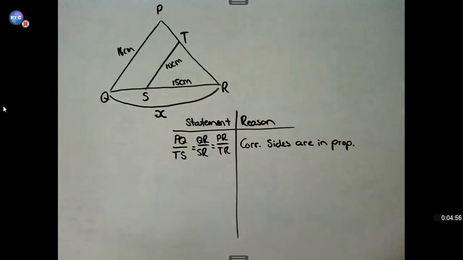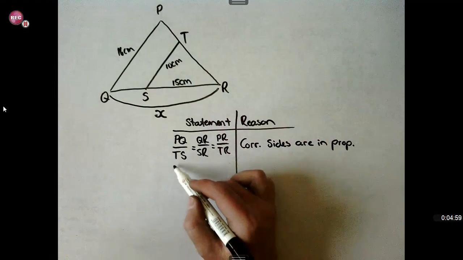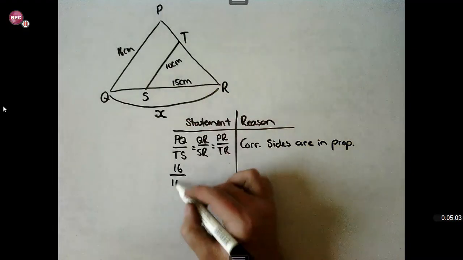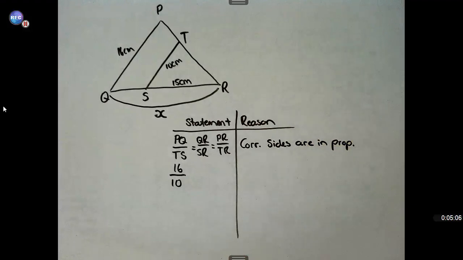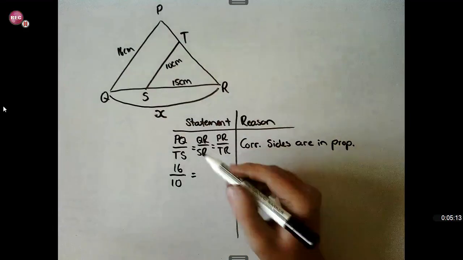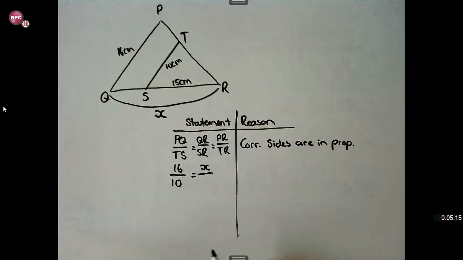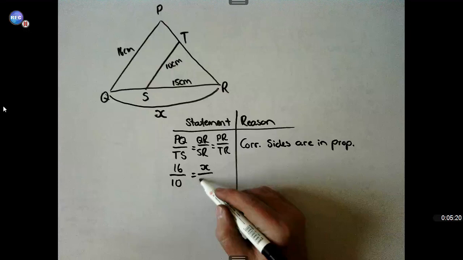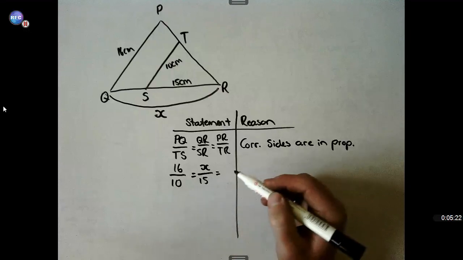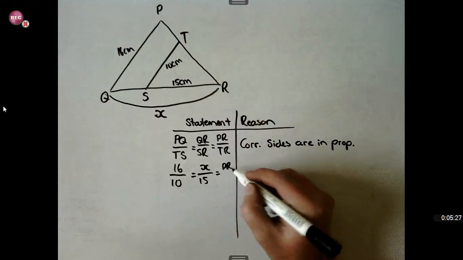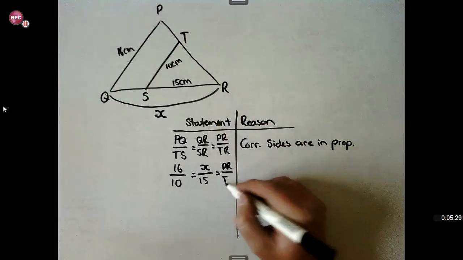Moving from there onwards, now we go and fill in what we've got here. We've got PQ, which is 16, and we've got TS, which is 10. Then for QR, QR is the unknown side. That's the one that we want to calculate. So we're going to calculate the full length of this side. And then SR is 15. Then PR has no length, and TR also doesn't have a length.